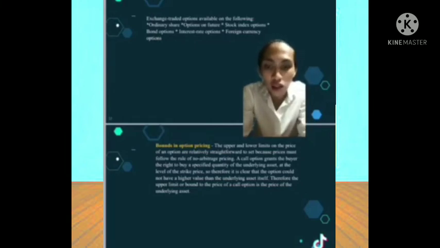The fifth one is interest rate options. An interest rate option is a financial derivative that allows the holder to benefit from changes in interest rates. And the last one, guys, is foreign currency option. A foreign currency option is a contract giving the option purchaser or the buyer the right but not the obligation to buy or sell a fixed amount of foreign exchange at a fixed price per unit for a specified time period.